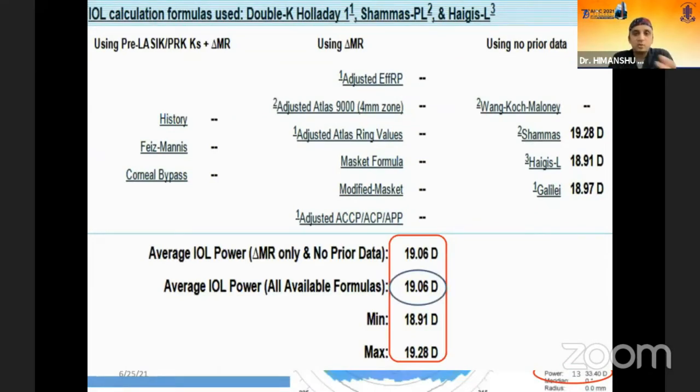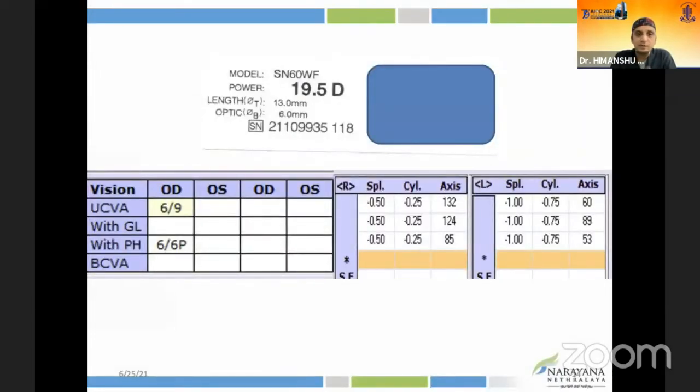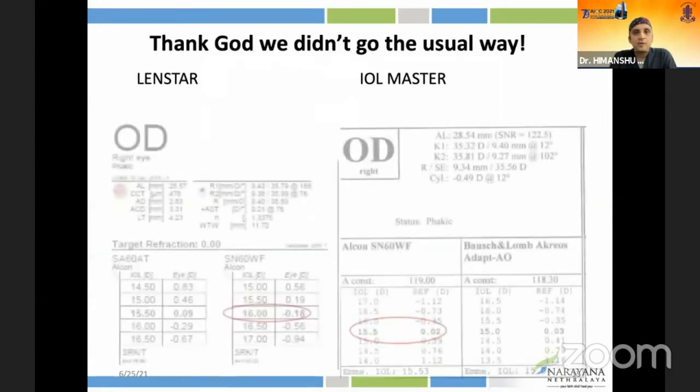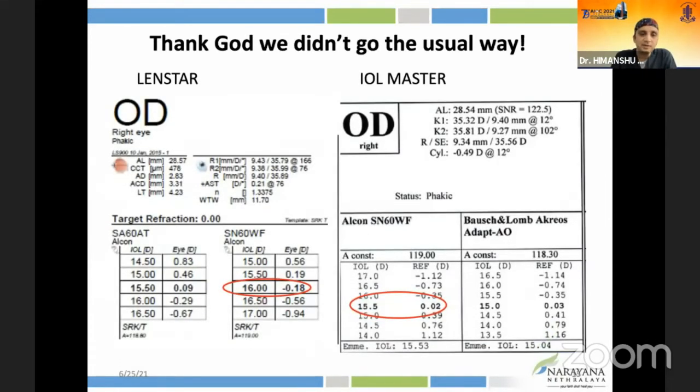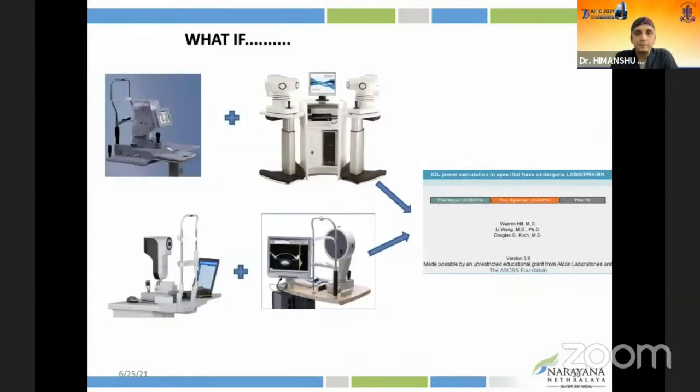Now think about it, two different places, two different sets of instruments, but we got similar power and the outcome was excellent. Now what if, instead of this approach in this place, we had just gone ahead with the IOLMaster or LENSTAR directly? Well, we would certainly have ended up with a significant amount of hyperopia.